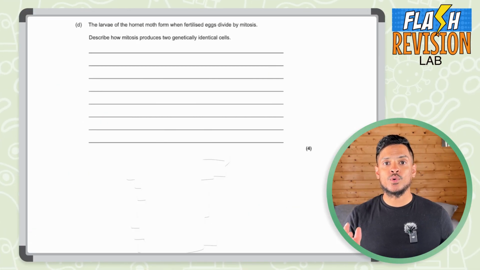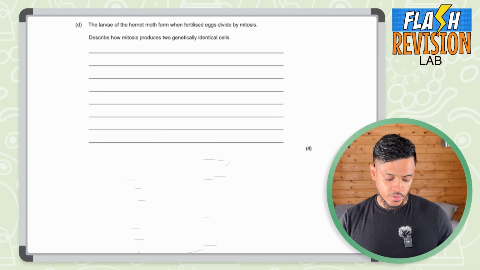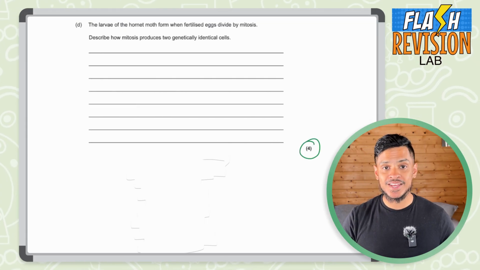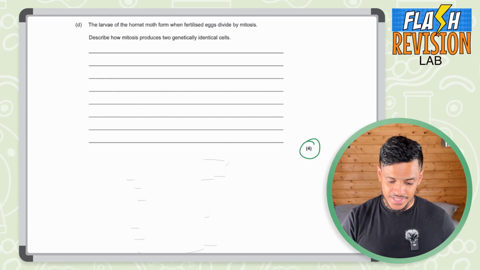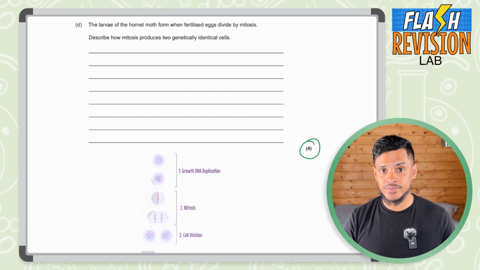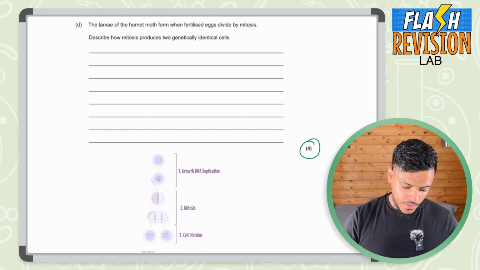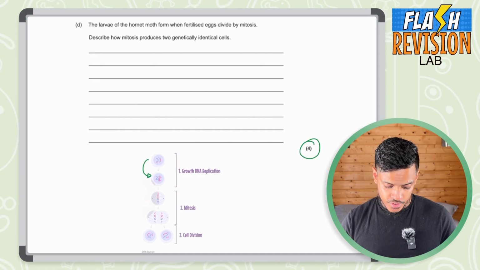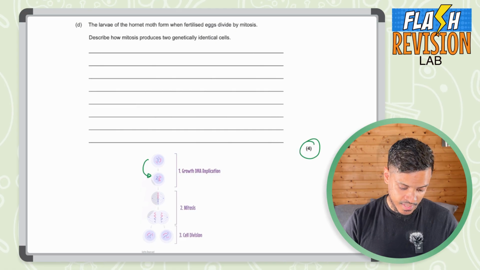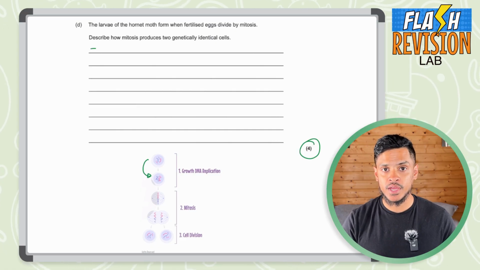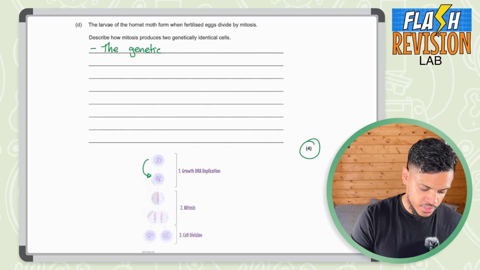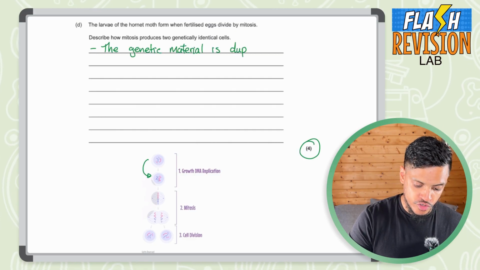Here's an exam question all about mitosis. The question asks us to describe how mitosis produces 2 genetically identical cells. And it's actually 4 marks. So that means you need to be quite detailed here in your answer. If we look at our stages for mitosis, you can see the first thing that happens is DNA replication. So here all your DNA is doubled and duplicated. So that's one point we can write down. The genetic material is duplicated.